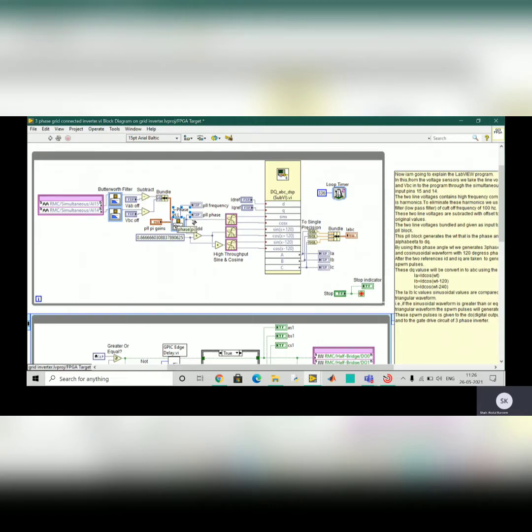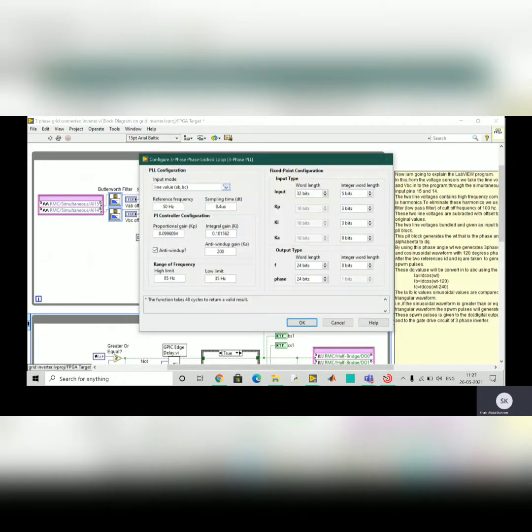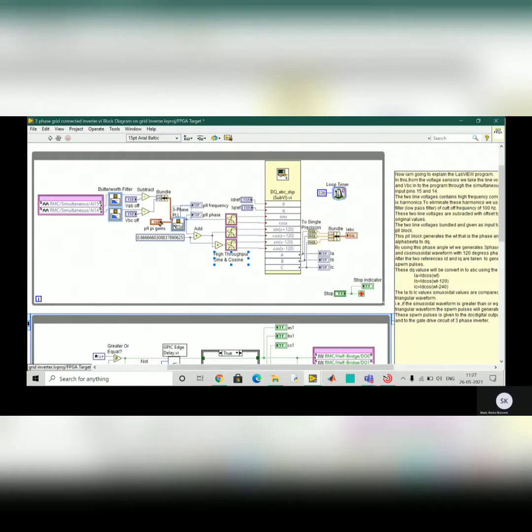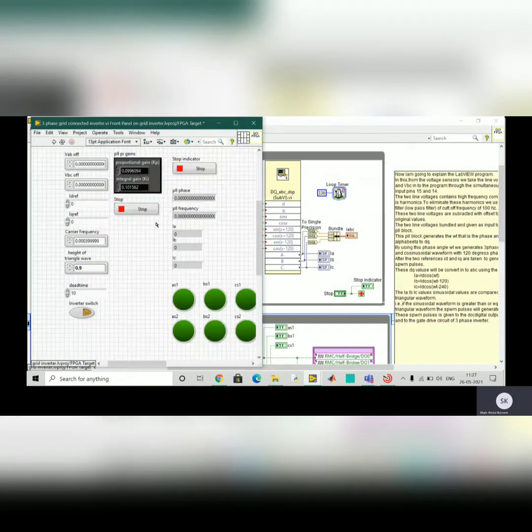This PLL block is used to generate the phase omega t corresponding to the line voltages of grid by tuning the PI gains. So in this PLL block, we should select the input mode as a line value because we are measuring VAB and VBC, and the reference frequency is 50 Hz and sampling time is 8.4 microseconds. And the frequency limits we just fixed will be 35 Hz to 85 Hz. And the tuning of the PI values can be done manually in the front panel.